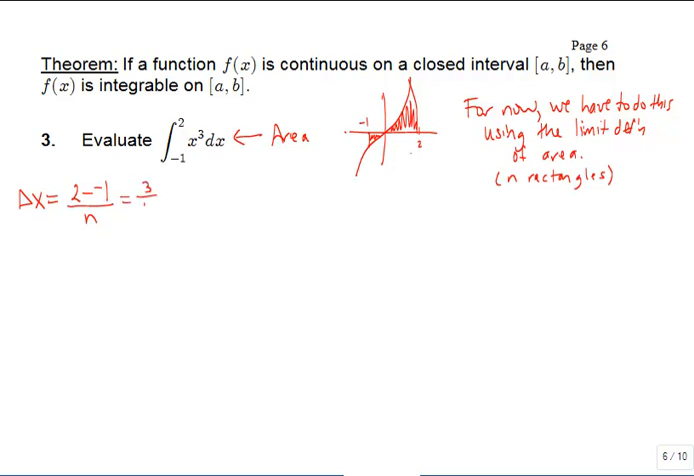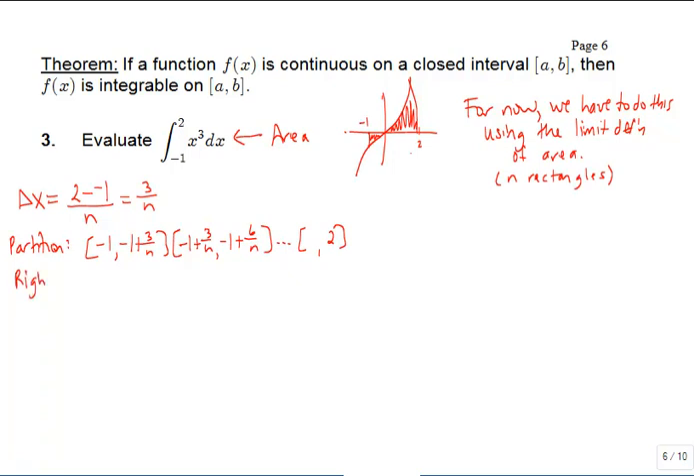So that means the width of our rectangles are going to be 3 over n. So our partition is going to look like this. We're going to start at that leftmost endpoint -1. And then the first right endpoint is going to be that -1 plus a width of 3 over n. Then the next subinterval picks up where that one left off, and then we're going to take that endpoint, -1 plus 3 over n, and add another width to it. So 3 over n plus 3 over n becomes 6 over n, and so on until we get to 2.